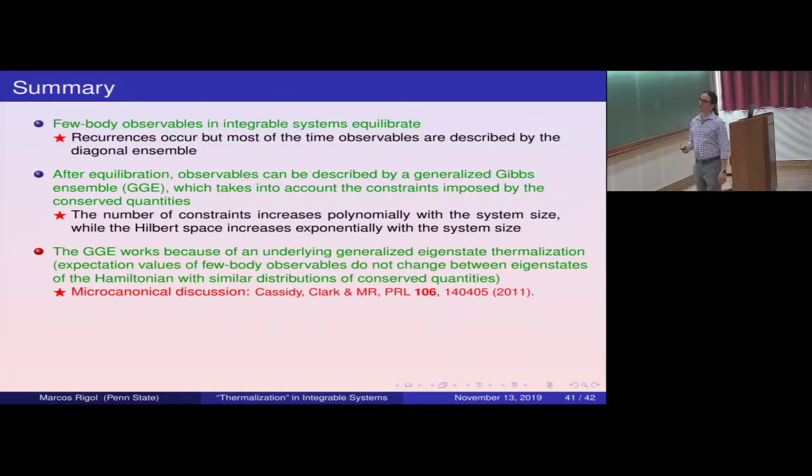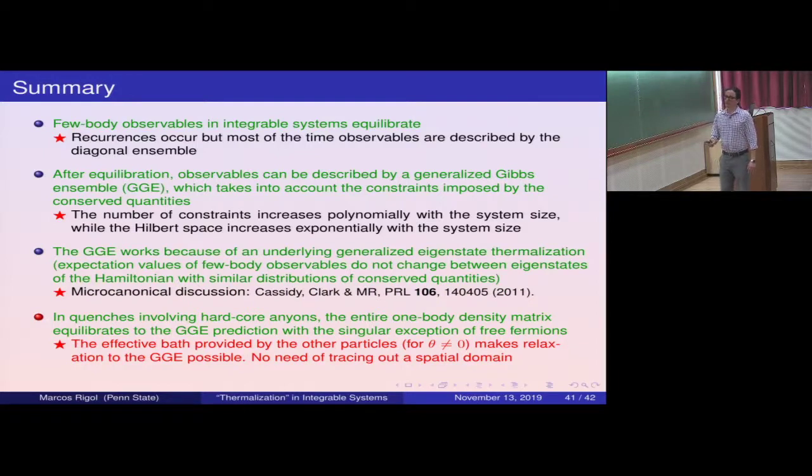For a microcanonical description, you can see that in the original paper we did it for a system with particle number conservation. And the final thing was that I showed you that if you take hardcore anyons, which interpolate between hardcore bosons and free fermions, the entire one-body density matrix equilibrates to the GGE prediction, except for the free fermions, because in that case the evolution of the one-body density matrix is unitary. And what I told you is that the effective bath provided by the other particles makes that relaxation possible, even though I didn't trace out any spatial domain in the system.